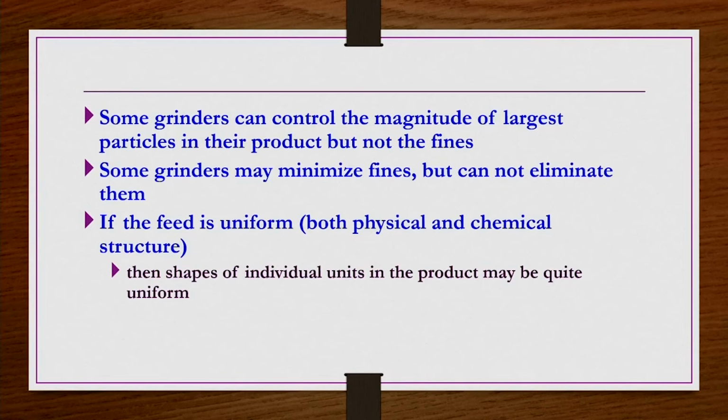If the feed is uniform in both physical and chemical structure, then the shapes of individual units in the product may be quite uniform. Let us say the microstructure of the particles has a role in size reduction. When you take a material and do size reduction, the shape of the particles that you get primarily has some resemblance to their microstructure. Let us say galena: if you take big lumps of galena and do size reduction, you primarily get particles of cubical shape.